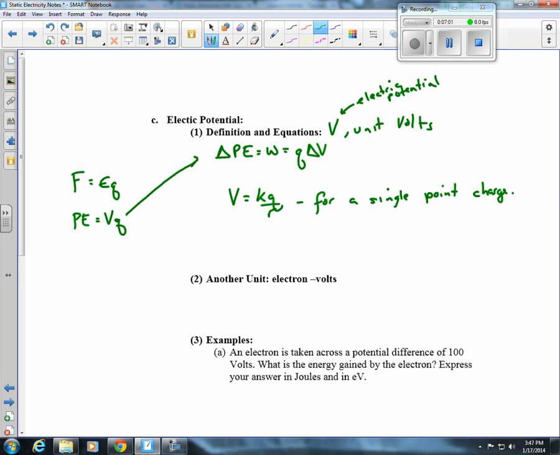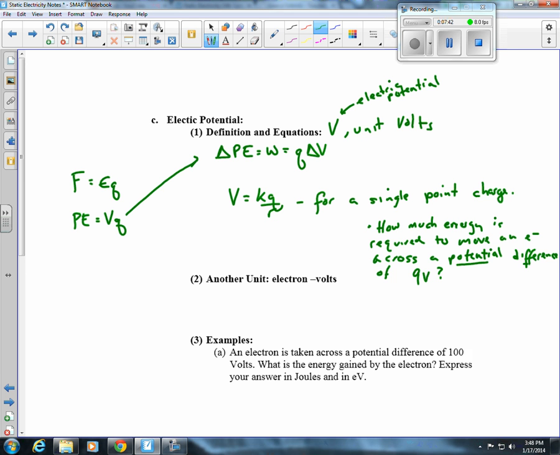Now, another unit is electron volts. So first we're going to do an example up here. How much energy is required to move an electron across a potential difference of 9 volts? So that'd be basically like a 9-volt battery. How much energy are you going to get moving one electron across it?